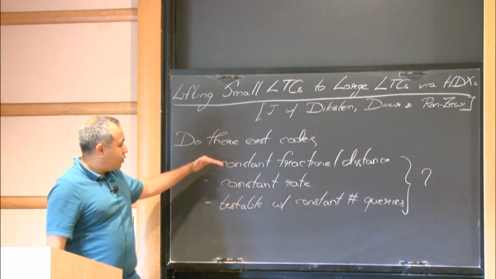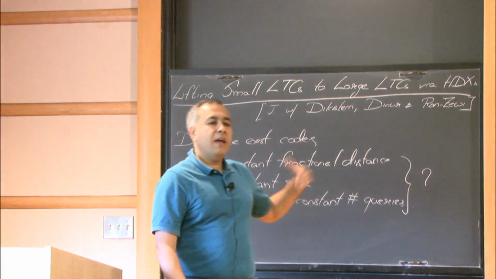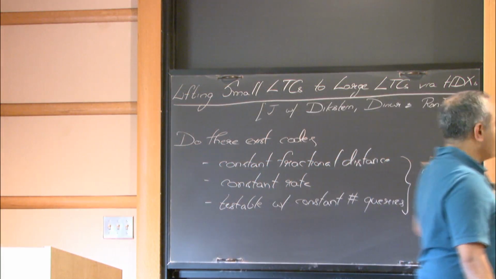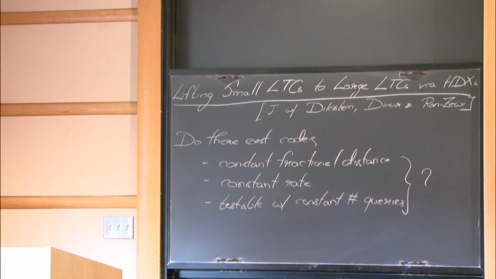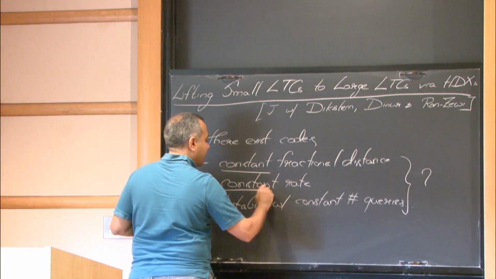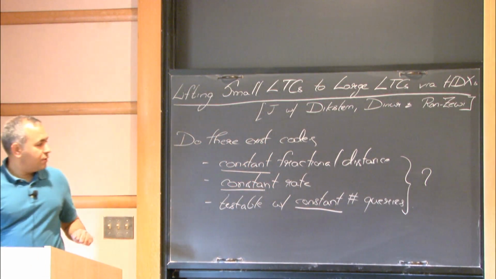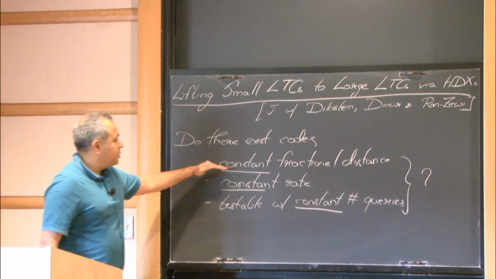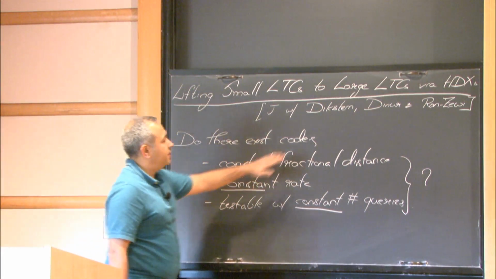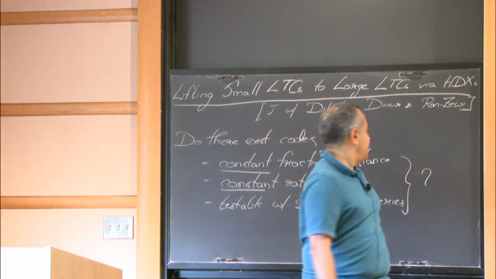We'll see shortly that we have codes which satisfy any two of these three properties, and what I will be doing is an approach to potentially construct good locally testable codes which have all these three features. If you relax any one of these constants to subconstants, then we know how to do this. By the way, this is joint work with Yotam Dikstein, Irit Dinur, and Noga Ron-Zewi.